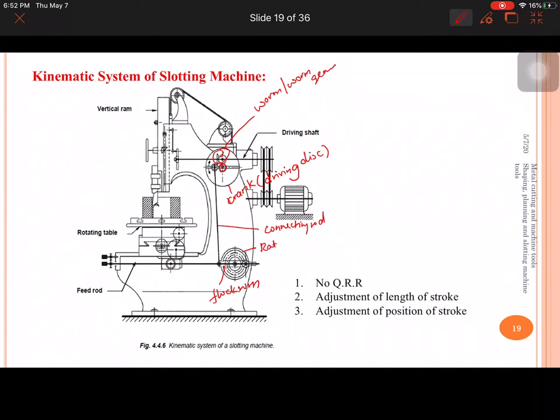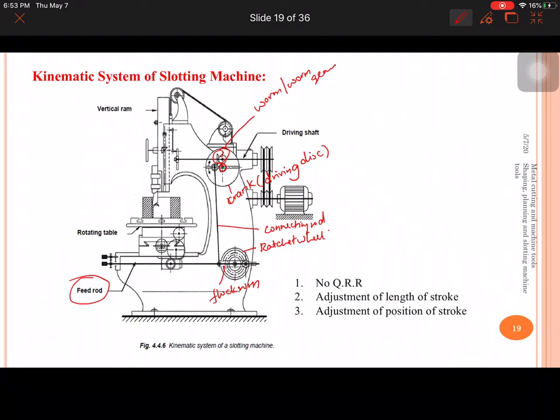And this is what is called the ratchet wheel. During one half of the rotation, the ratchet wheel is not transferring the motion to this feed rod. For the remaining half of rotation, the ratchet wheel is transferring the motion to this feed rod. What it means is, during the forward stroke, that is half of the rotation of this crank, there is no motion given to the table. Simply, the table is stationary.